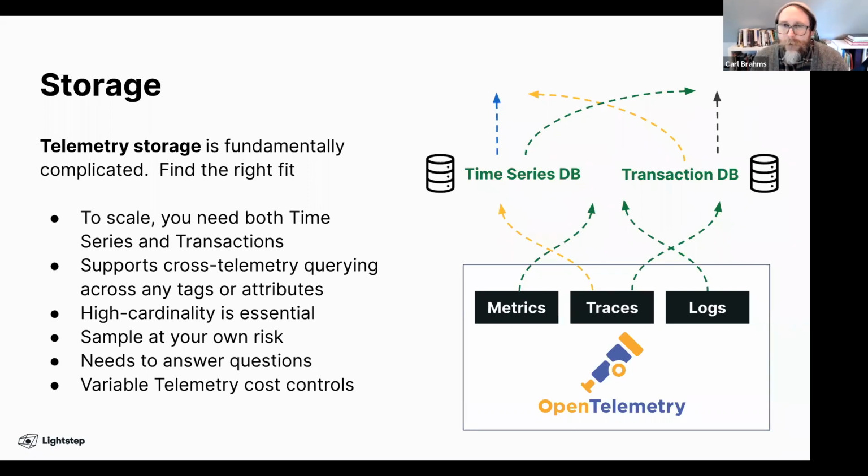One bonus tip, because this is something I've seen across all the tools: as you scale, telemetry gets more expensive, and it happens sooner than you expect. So look for solutions that have some kind of variable telemetry cost controls.